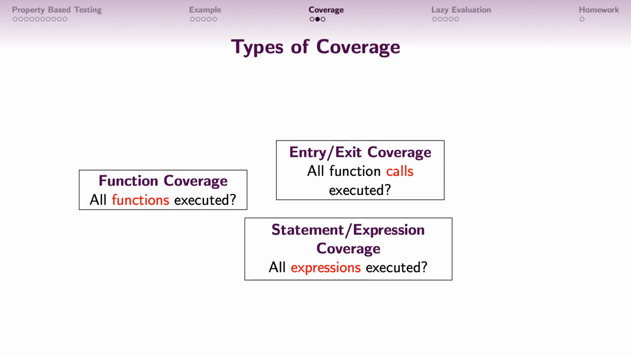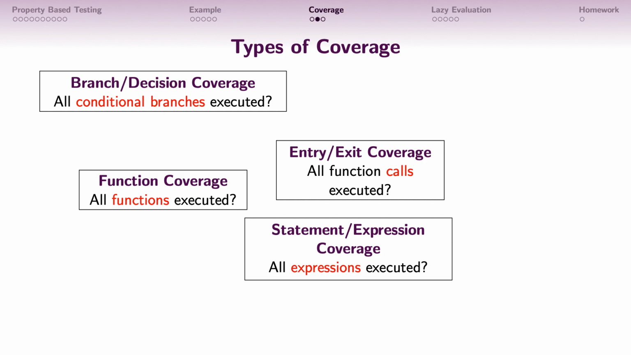And then there's a more fine-grained version of that where we have statement/expression coverage. In an imperative language like Java, it would be a statement, but in Haskell it's more like an expression because we don't have statements. We're saying, are all expressions executed? Do we execute each component of the code in our function? And then there's a more control-flow-based version of that where, if I have a conditional branch, like an if, are both branches of that condition executed?